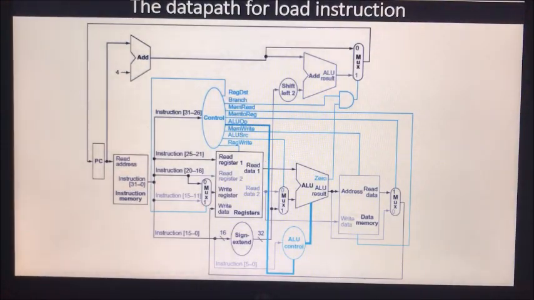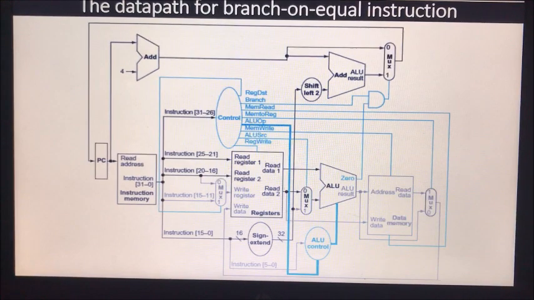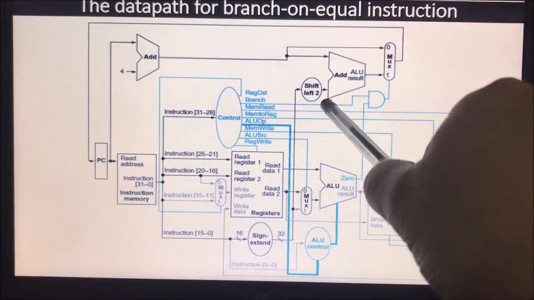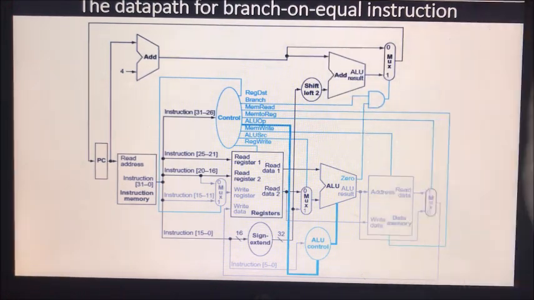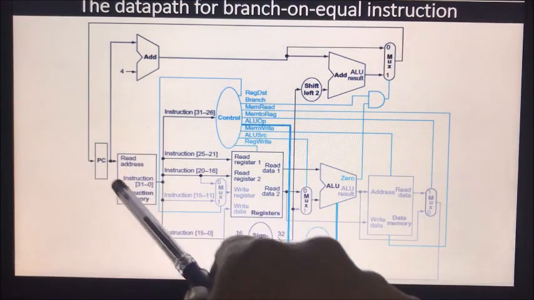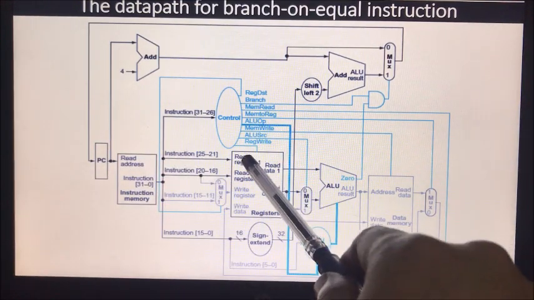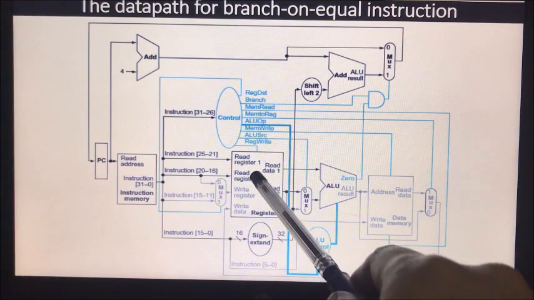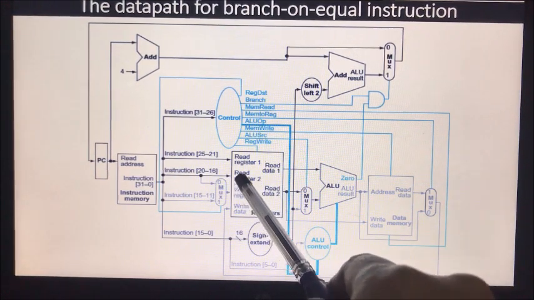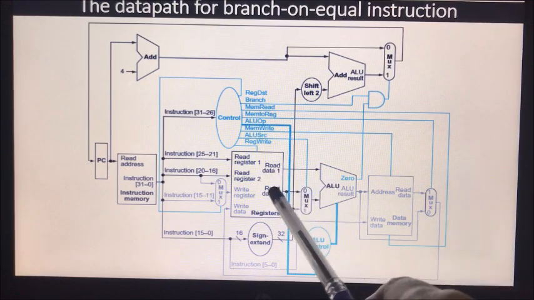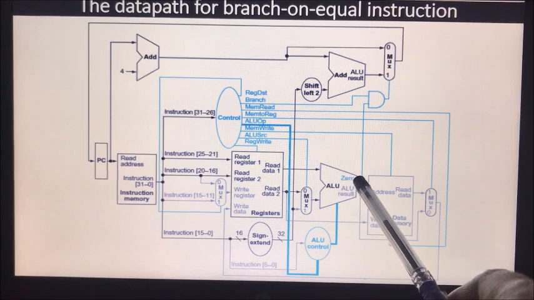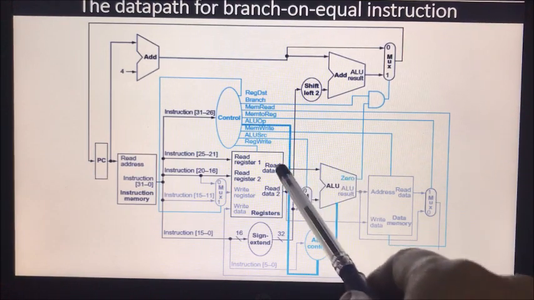because it is not a branch instruction. And the last one is the branch on equal statement. Now you can see that we are executing the branch on equal statement, so the branch data path is enabled. First the instruction will be fetched, and then read register 1 and read register 2 will be there. Here these two register values are going to be compared in the ALU. So read data 1 and read data 2 will be the inputs of the ALU.